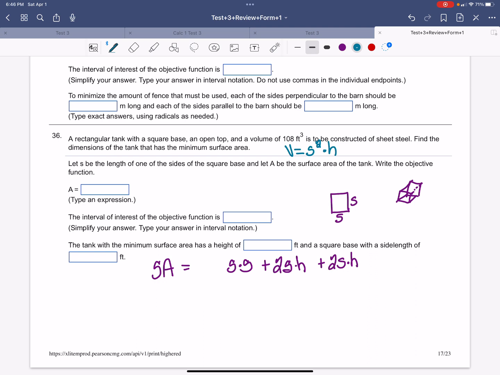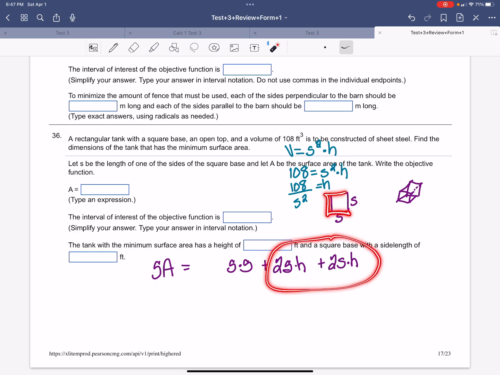Now we know my volume is 108, so it's going to be 108 equals side squared times H, and so H can be represented by 108 over S squared. And so everywhere we've got an H, we're going to put 108 over S squared. Now something I could do before I get any further is add these two together. The reason I can do that, again, is this square base. If the base wasn't square, we'd have to keep these separate. But 2S times H plus 2S times H, I can go ahead and do that.